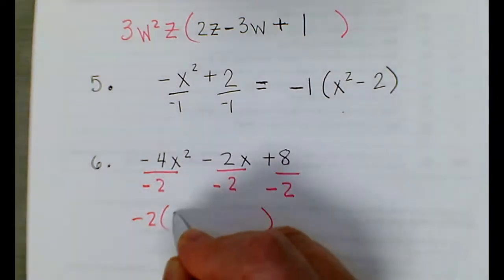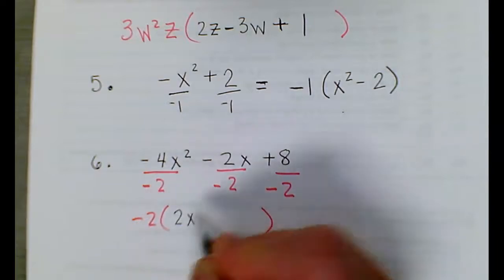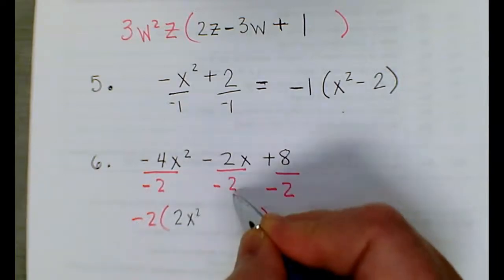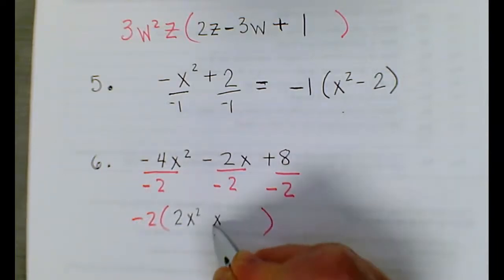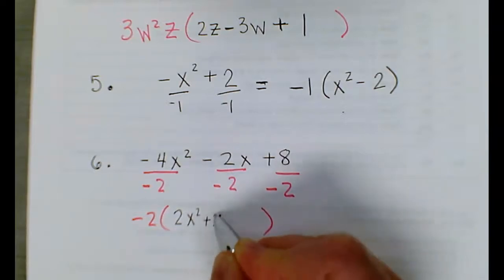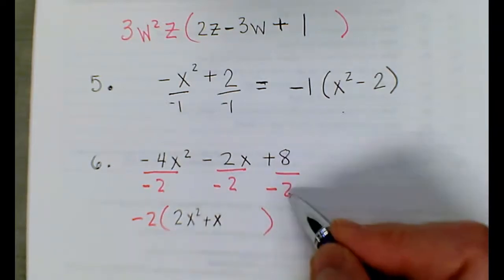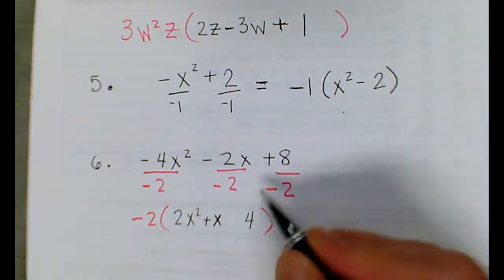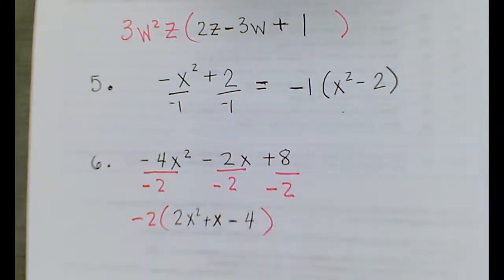4 divided by 2 is 2, and the negatives cancel. 2 divided by 2 is 1, and the negatives cancel, and we don't usually write the 1. 8 divided by 2 is 4, and that's going to make a negative because I factored the -2 out in front.